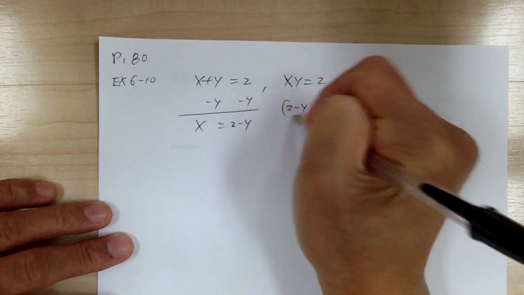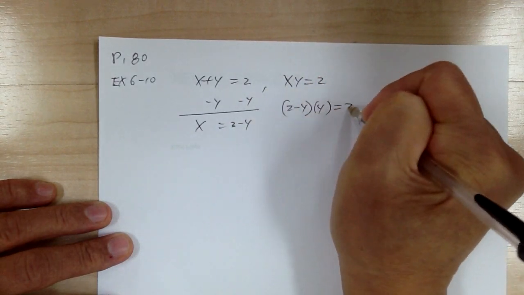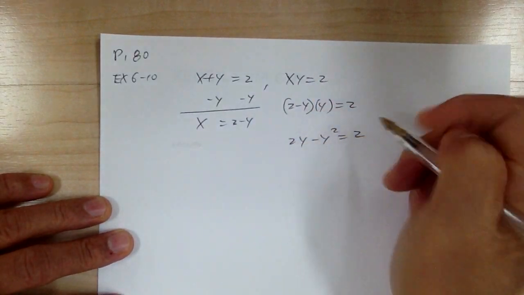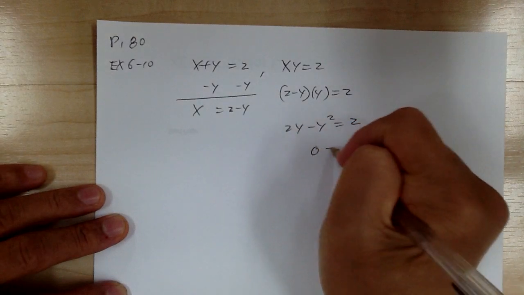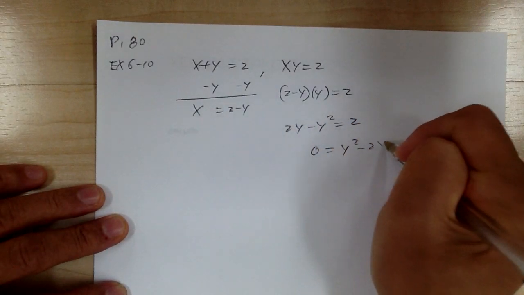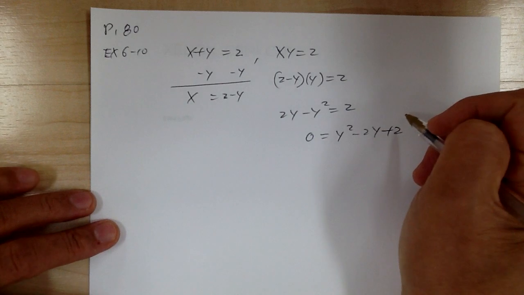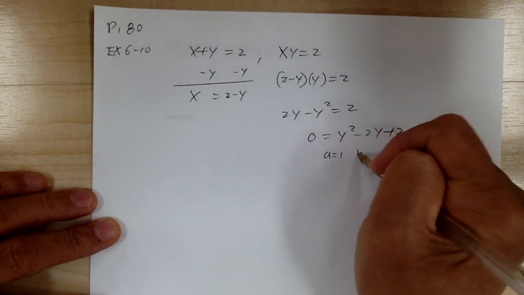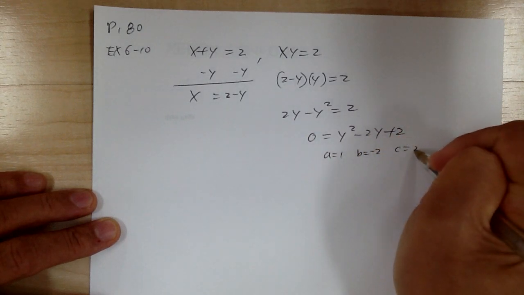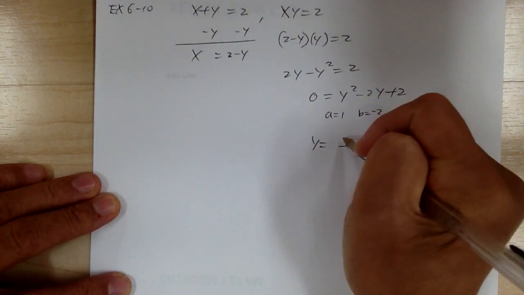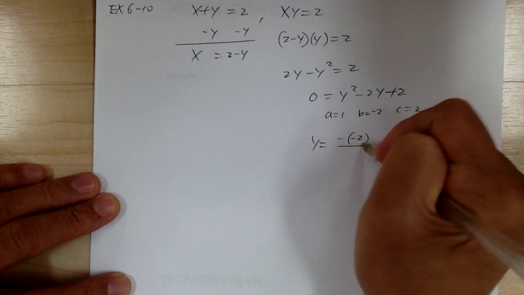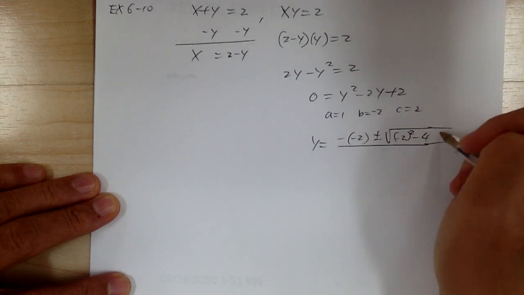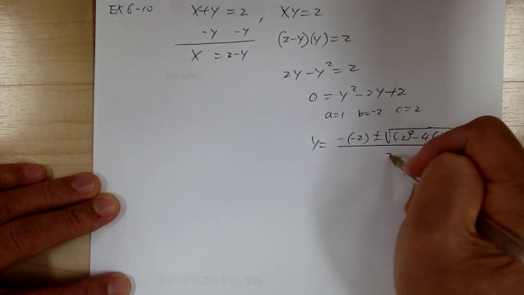So you got 2 minus y times y equal to 2, and you distribute, so you got 2y minus y squared equal to 2, and move everything over, so you got 0 equal to y squared minus 2y plus 2. And then you can use the quadratic formula. So a equal to 1, b equal to negative 2, c equal to 2. So y equal to negative b plus or minus square root of b squared minus 4ac over 2a.